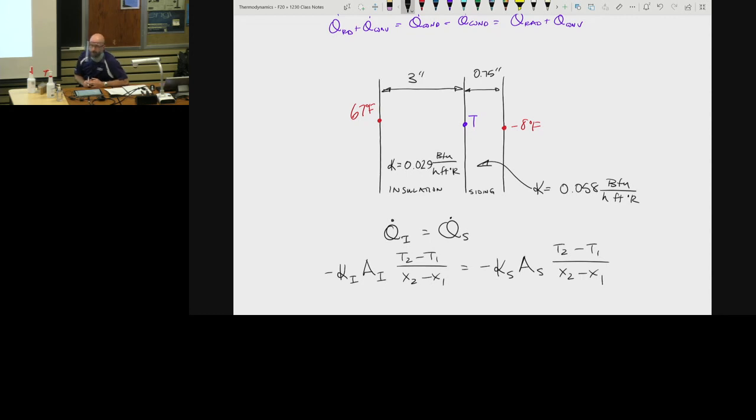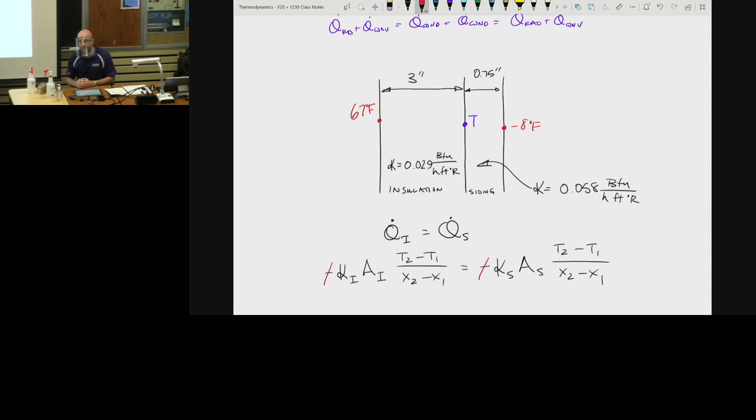Okay, now I use T2 and T1 just willy-nilly there. We're going to have to define what T2 and T1 is for the insulation and what T2 and T1 is for the siding. Okay, I need to make sure I get that right because they're not the same T2 and T1. But the first thing I can do is say, look, if this is equal to, this negative sign cancels out. Don't have to worry about the negative sign. Both have a negative sign, get rid of it. Divide through by -1 if I want to do it that way.